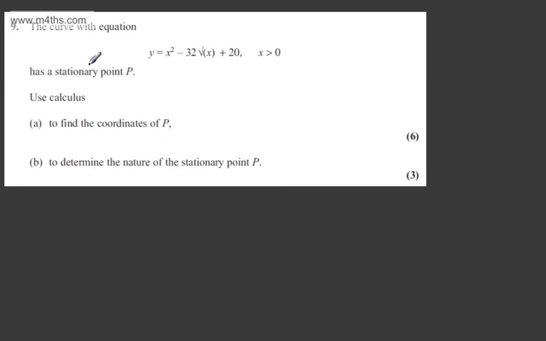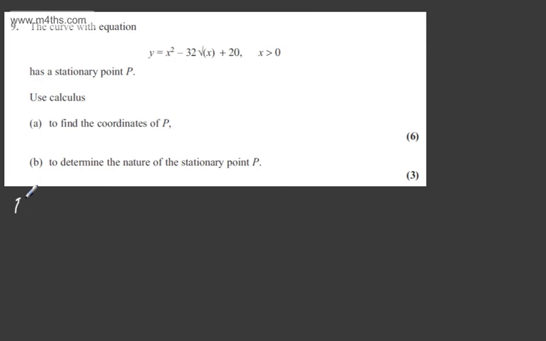In question 9, we're told the curve with equation y is equal to x squared minus 32 root x plus 20, where x is greater than 0, has a stationary point P. We're asked to use calculus in part A to find the coordinates of P. The question carries 6 marks.